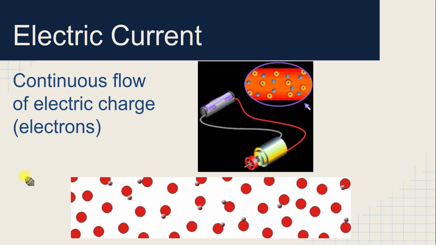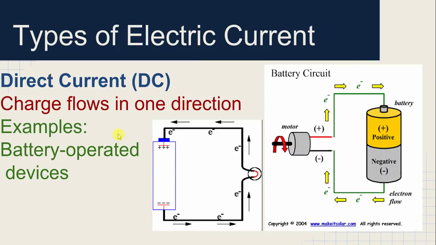There are two types of electric current. There is AC and DC current. Let's start by talking about DC current, direct current. In direct current, the electrons flow in one direction, always the same way.